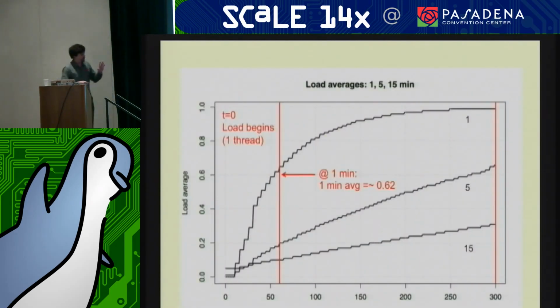And to explain that a bit better, I took a workload which was a single hot thread, and I plotted the 1, 5, and 15-minute load averages over time. You can see the 1-minute load average eventually settles to 1.0. That's what it should be. The load average is reflective of how many threads were in the runnable state. But that's the 1-minute load average. At the 1-minute mark of having begun this load, the 1-minute load average is only 0.62. That's because it's an exponentially damped moving sum, and it's reflective of prior history.